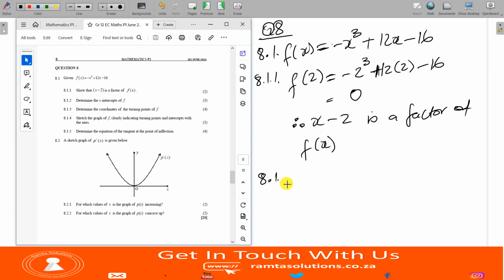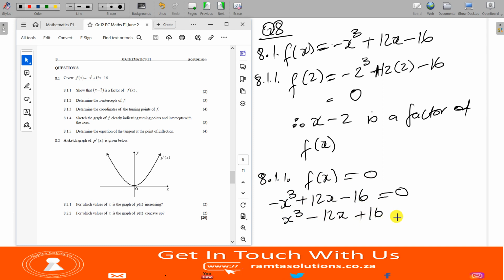8.1.2. Determine the x-intercepts of f. So that means we must say f of x must be equal to 0. What is f of x? Minus x cubed plus 12x minus 16 is equal to 0. Okay, so we can divide by negative 1, so it will become positive x cubed minus 12x plus 16 equals 0, isn't it?